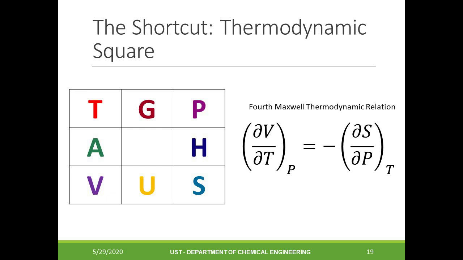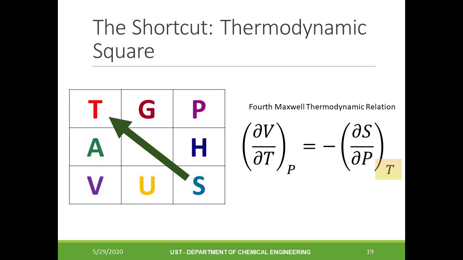I will use the right-hand side column of the square. Starting at the bottom, which is S or entropy, I will draw a line that goes up to the top, which is pressure. This will be my partial derivative term. I have now partial S over partial P. Again, to find the function that is to be held constant, I will draw a diagonal line from the function where I've started, which is entropy, and this diagonal line goes along the opposite corner, which is temperature or T. Therefore, temperature is my constant.